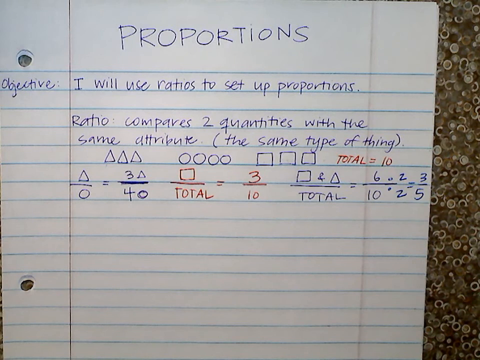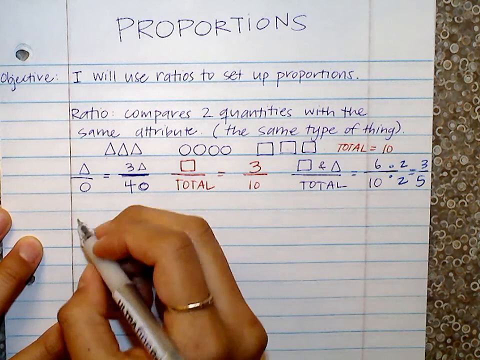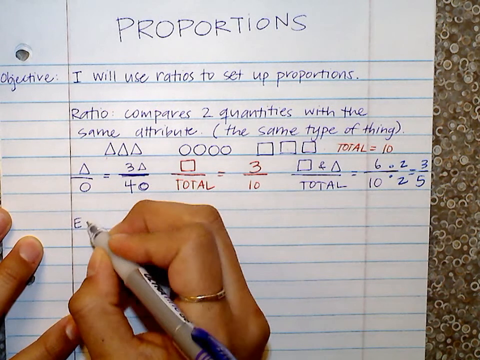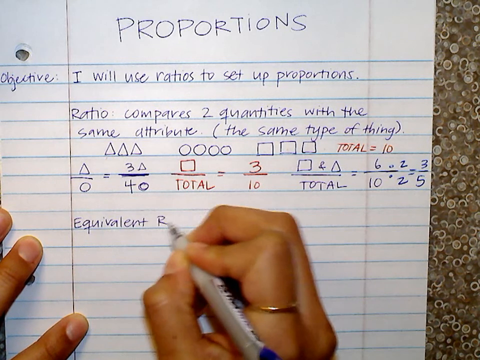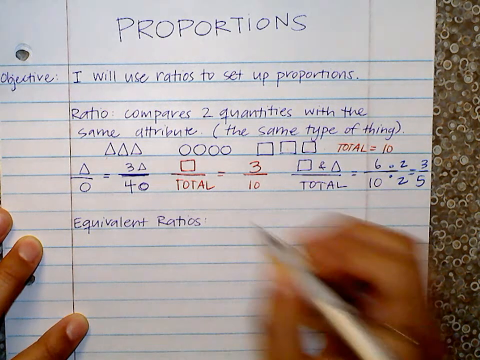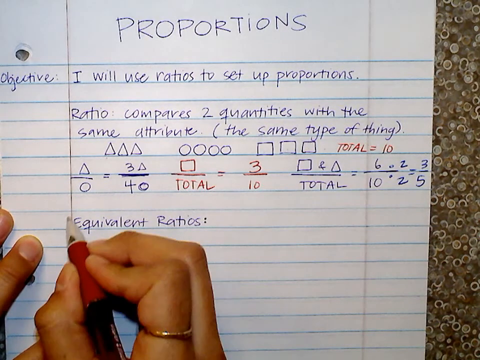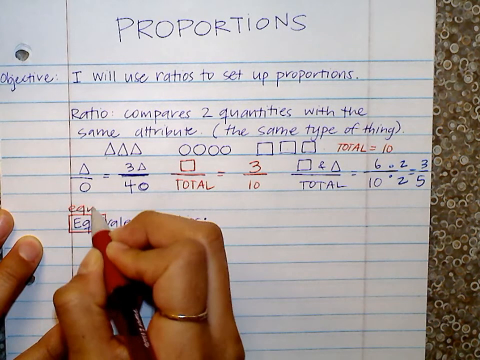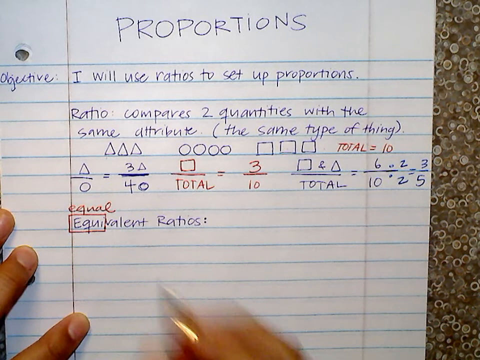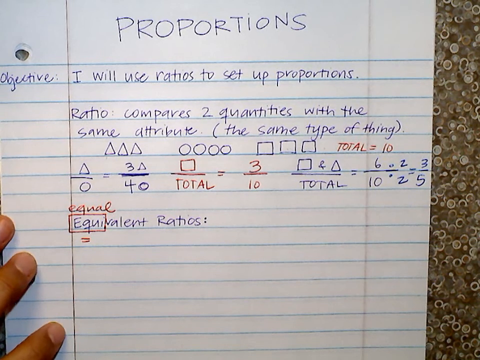Moving on. So those are all ratios. So let's talk about equivalent ratios. The main part of equivalent ratios is equal. That means they're the same, but not the same. You know what I mean? Okay, all right. So let's look at this ratio we created for triangles and circles.